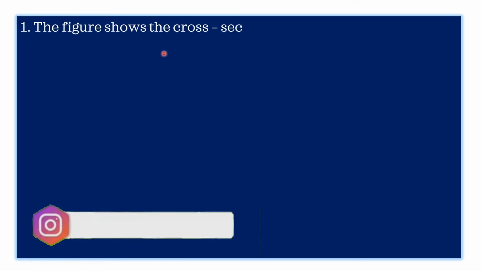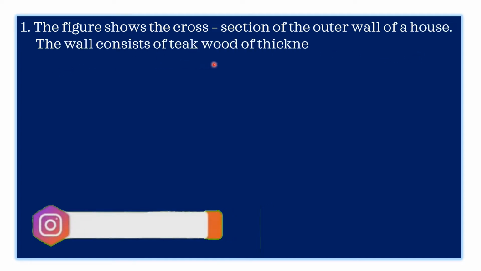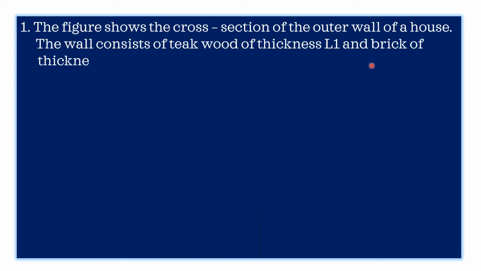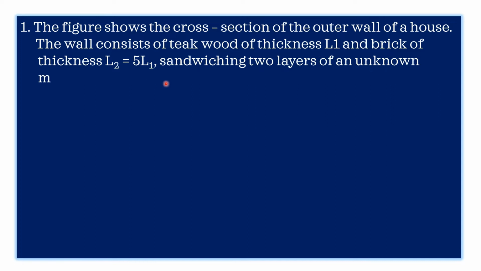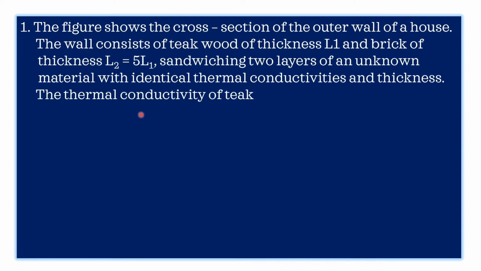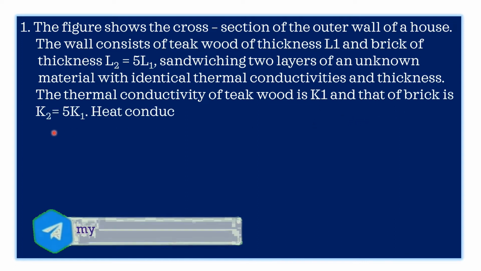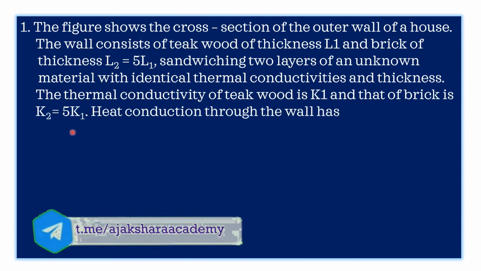The figure shows the cross section of the outer wall of a house. The wall consists of teak wood of thickness L1 and brick of thickness L2, that is equal to 5L1, sandwiching two layers of an unknown material with identical thermal conductivities and thicknesses. The thermal conductivity of teak wood is K1 and that of brick is K2, which is equal to 5 K1.